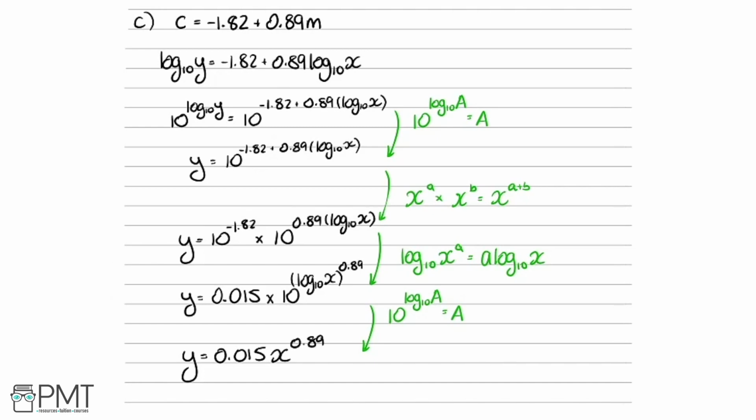Now we finish the question. We've got it in the form y equals some constant a, so a is 0.015, multiplied by x to the power of some constant n, which in this case is 0.89.